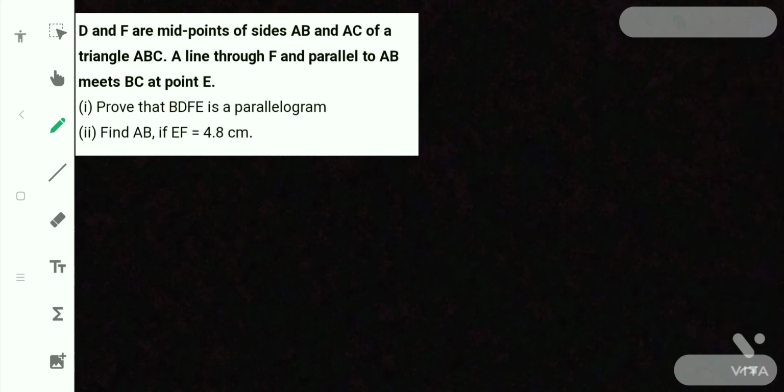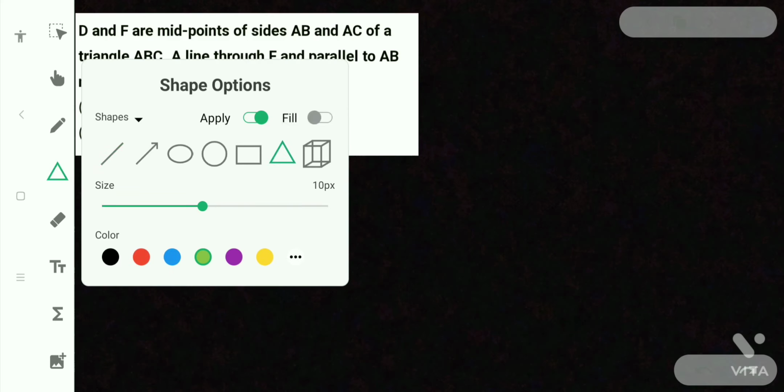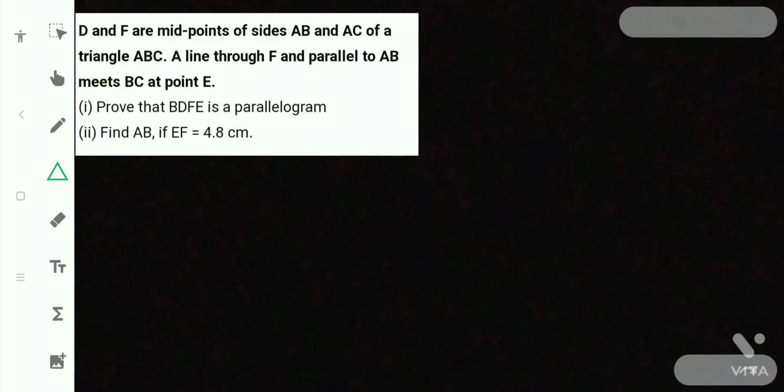The question is on your screen. Just have a look at it. Pause the video and have a look at it. I hope you have done that. D and F are midpoints of sides AB and AC of a triangle ABC. A line through F and parallel to AB meets BC at point E. Prove that BDFE is a parallelogram.